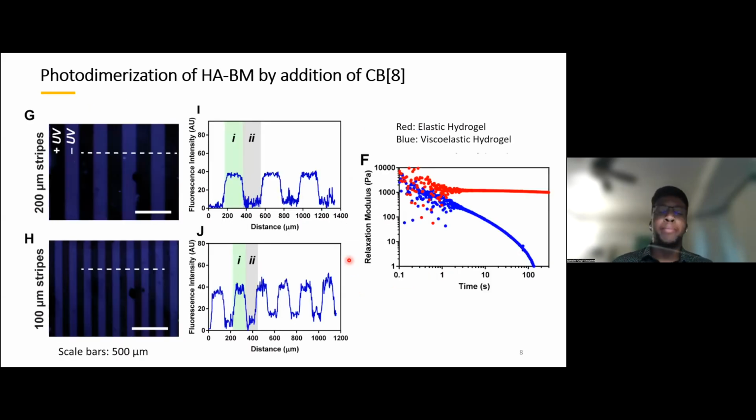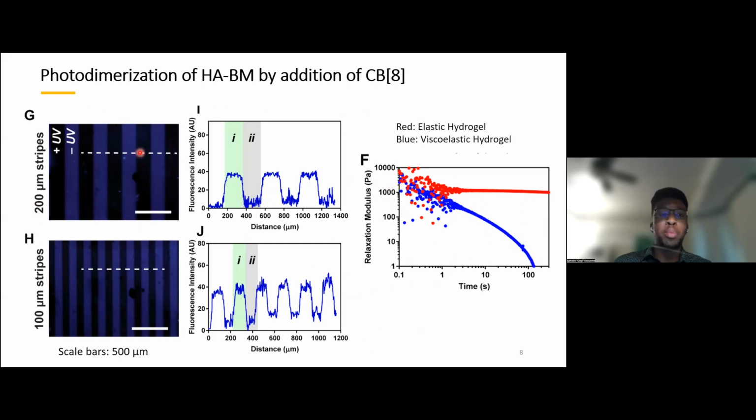Now this is a continuation of the photodimerization of HABM. Over here, this is a stress modulus. And you can see over time on this elastic hydrogel, there's no relaxation at all. But on this viscoelastic hydrogel, you can see stress relaxation over time.